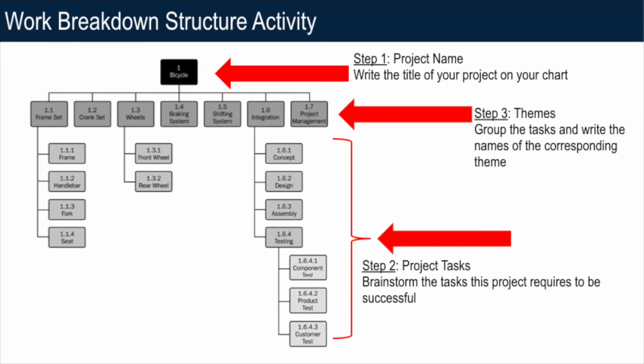So step one, you would initiate this process by just simply writing the project name. What is it that we're trying to do at the very top of your paper? Instead of working from the top down to the bottom, we're actually going to skip that middle part. And then step two, we're going to just brainstorm for a few minutes all the different project tasks that you can think of.